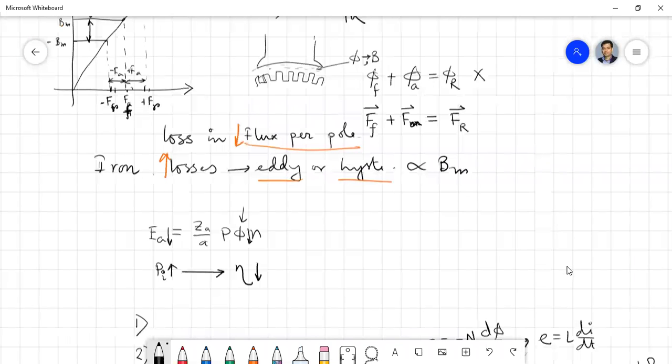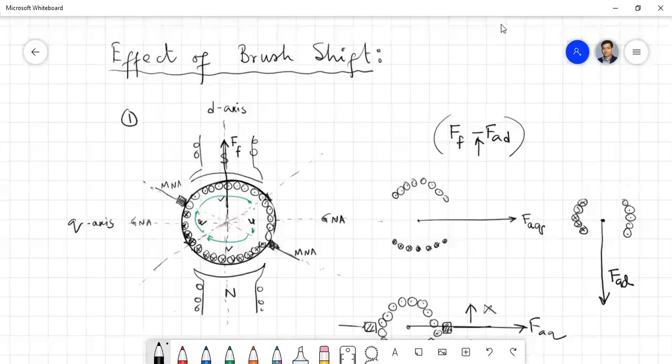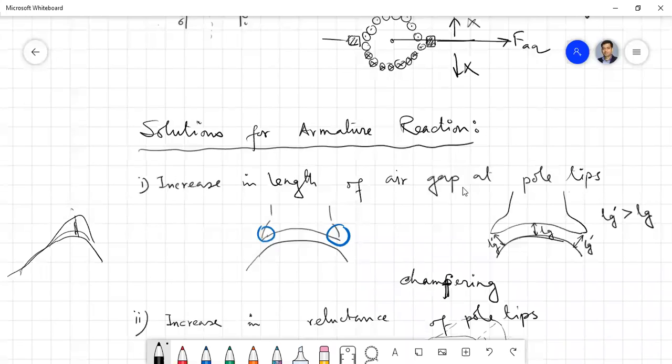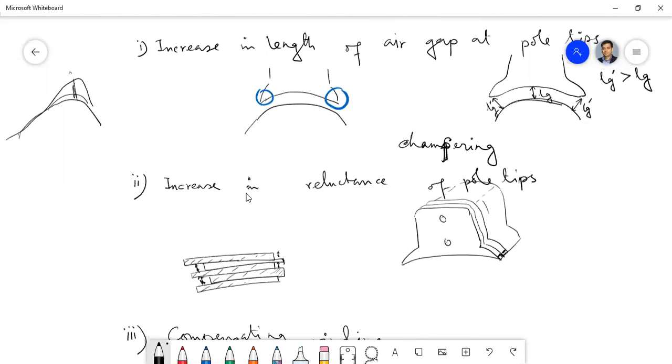So let me start sharing. This I was discussing in the last class. We are basically discussing the remedies of armature reaction. Some solutions we already had in the last class. That is an increase in length of air gap at pole tips by chamfering the edges of poles. Another is increase in reluctance of pole tips by alternately omitting the lamination from the pole tips.